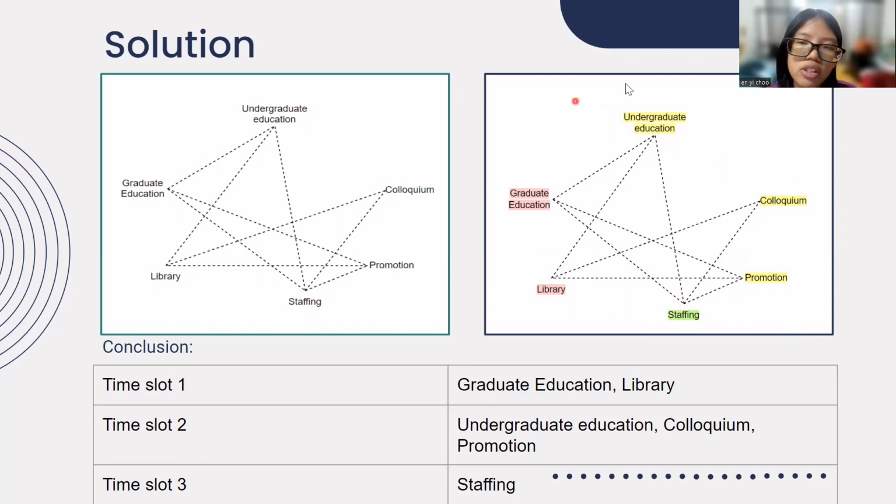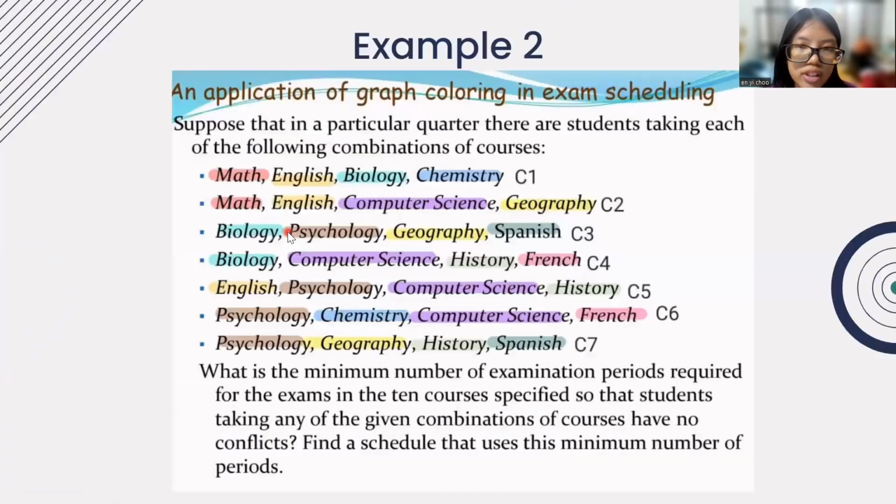So after I finish the graph coloring, I need to separate or aggregate it into different time slots. So first time slot, we have the same color: graduate education and library. Then second time slot, they have the same color: undergraduate education, colloquium, and promotion. And last time slot is staffing. So this is the solution for the first example.